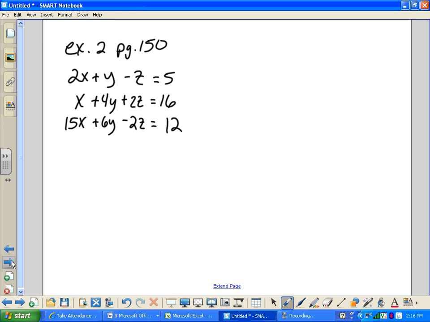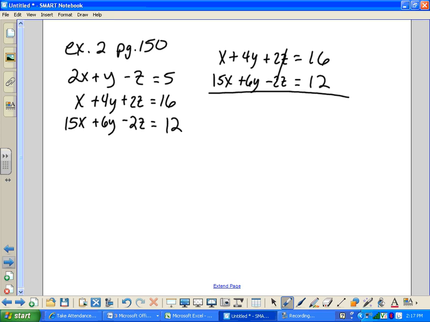And so what I'm going to have to do is do two eliminations. So the first elimination I'm going to do here is I'm going to pick the second and the third equation, because I notice if I combine those, then those z's will eliminate. So I'm going to copy the second, x plus 4y plus 2z equals 16. And then I'll copy this other one, 15x plus 6y minus 2z equals 12. Okay, so the z's eliminate, and so now I'll get 16x plus 10y equals 28.